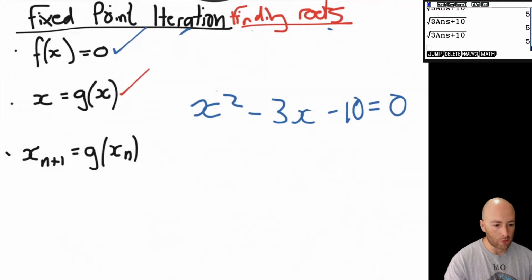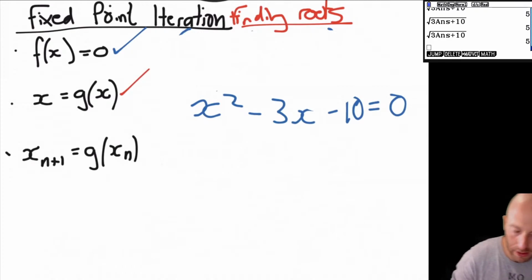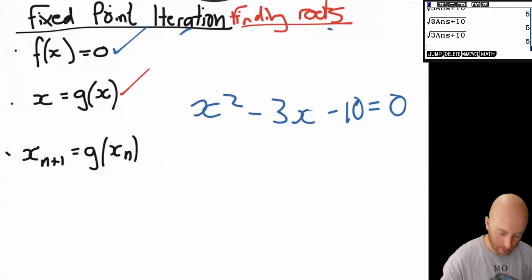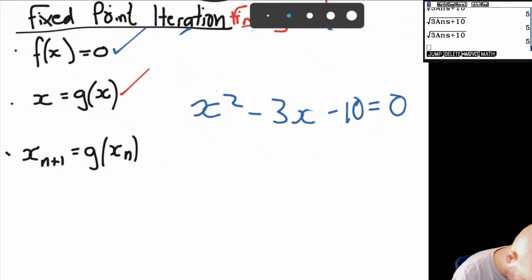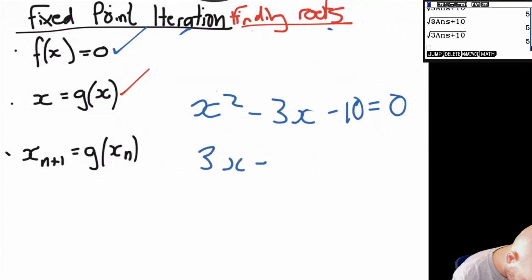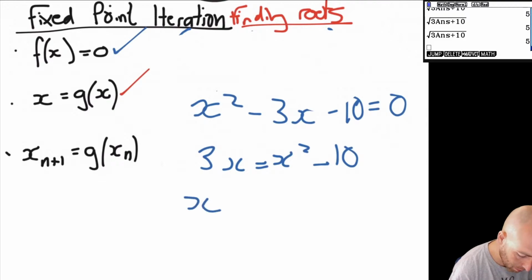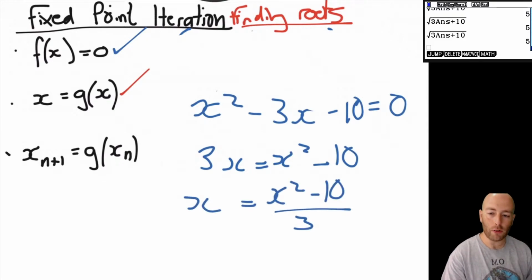Cool. Any different rearrangements, guys? I know that wasn't much time there. x squared minus 10 over 3, is that what Elliot's got? Okay, cool. That looks good to me. So Elliot, I believe you arranged it to get 3x equals x squared minus 10, so added 3x to the other side. Divide by 3, so x equals x squared minus 10 over 3. Good.